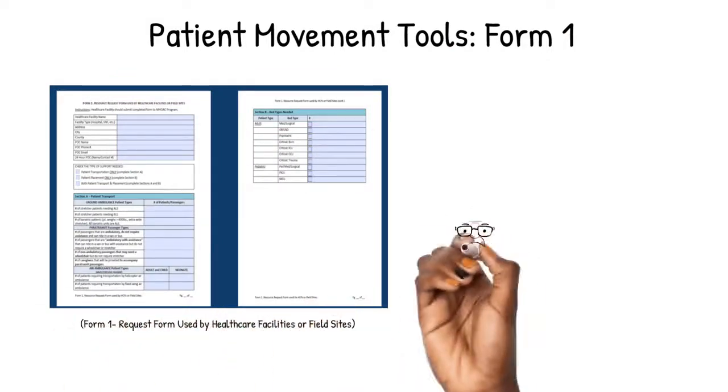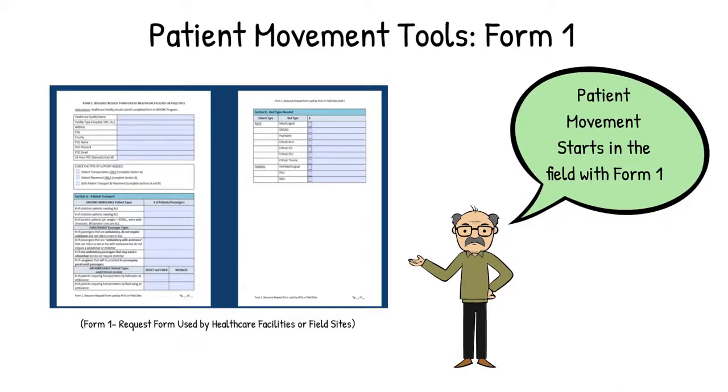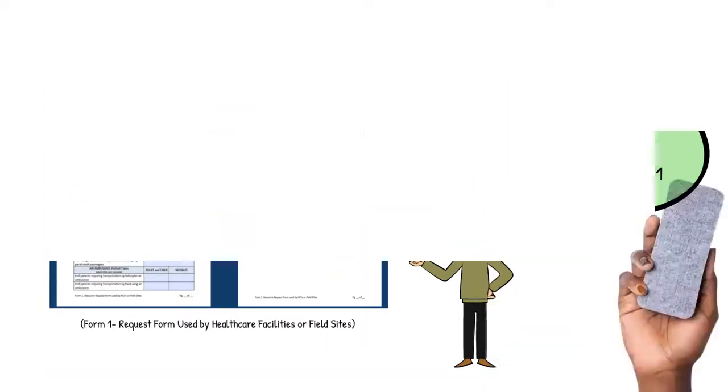Some of the tools that the plan brings are really important to moving patients from the healthcare facilities all the way up through the system. Form 1 is what we'll start with here. This is a request that would be filled out by a healthcare facility, whether it be a hospital, a skilled nursing facility, or an EMS field treatment site, and then pushed up to the MOAC program.